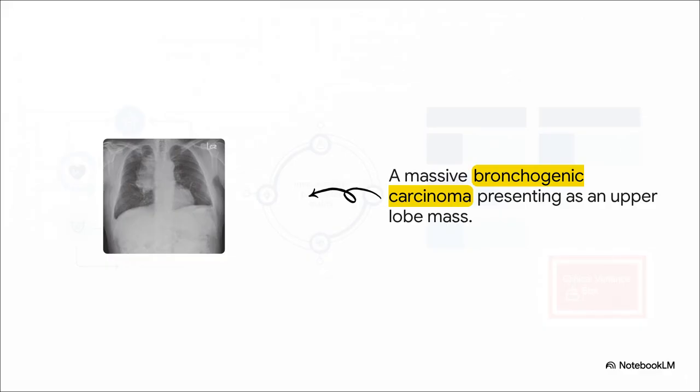Now, when those chronic exposures eventually mutate into malignancy, the results are just devastating. Think about a massive bronchogenic carcinoma presenting as a dense solid mass in the upper lung field. This isn't just an abstract theory. This is the literal physical end-stage complication of synergistic occupational exposure.